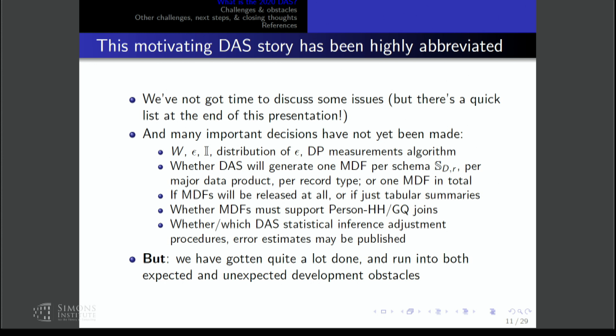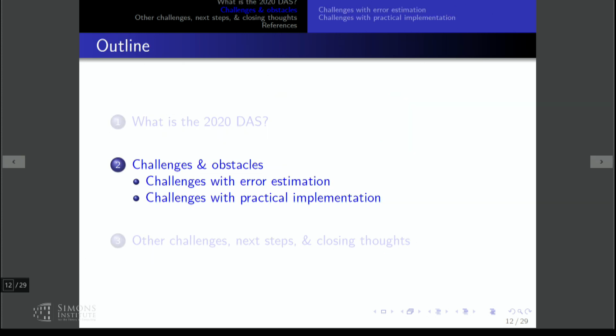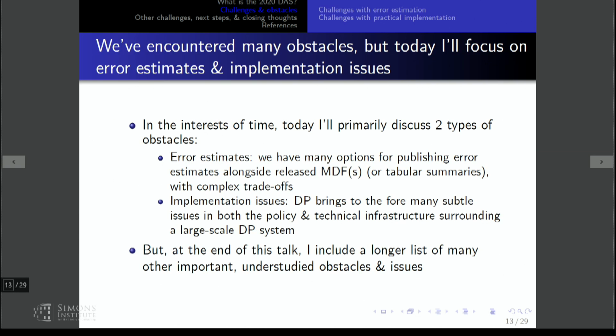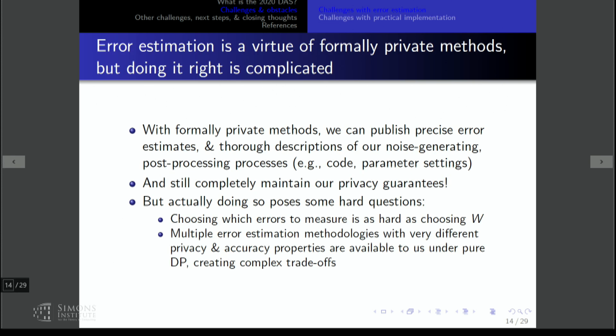I'll just say there's still a lot left that has to be done and decided, but we have gotten a lot done, and we've also run into some interesting obstacles along the way. So I will talk about two classes of obstacles, the same two I mentioned before, so I won't repeat them. Just to remind you, the first is error estimation and how we're going to present error estimates to our end user community. And the second is implementation issues, which is my catch-all term for not being able to come up with a more creative and precise name for what implementation issues consist of.